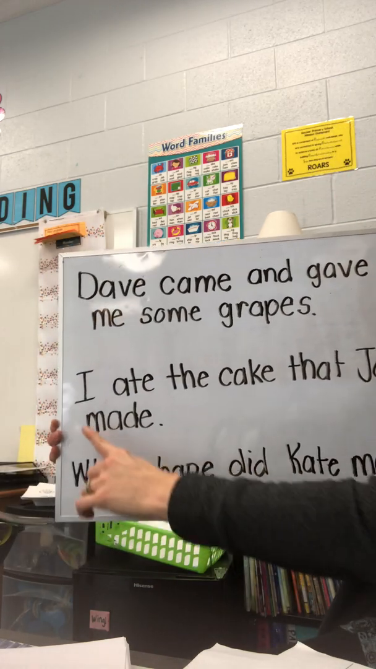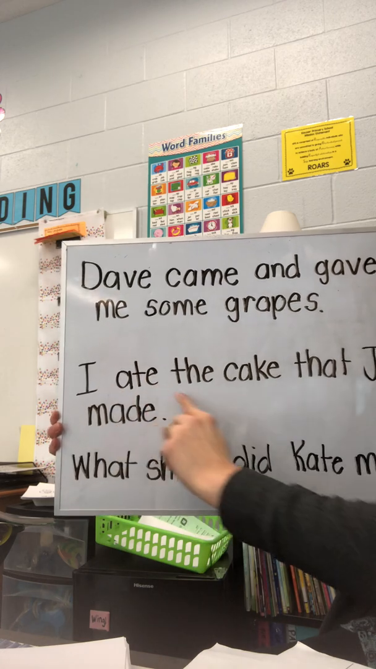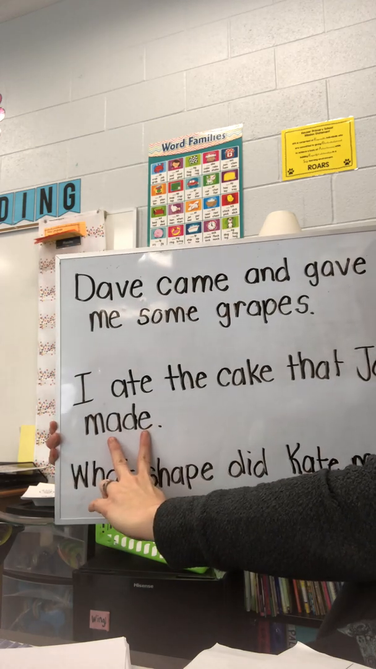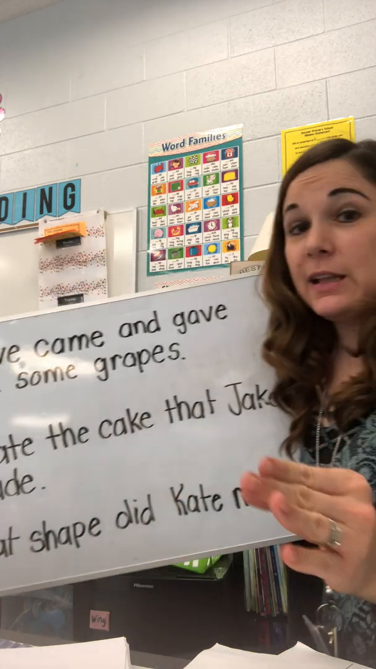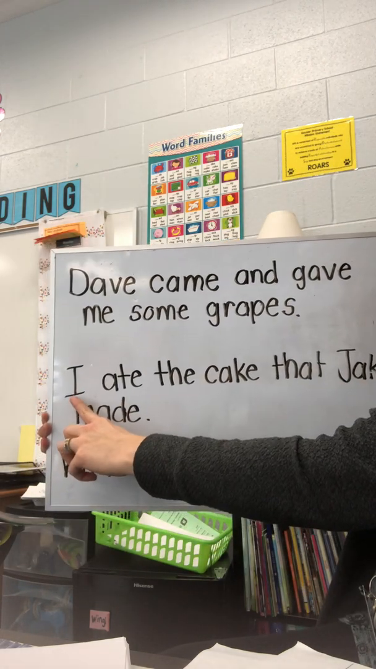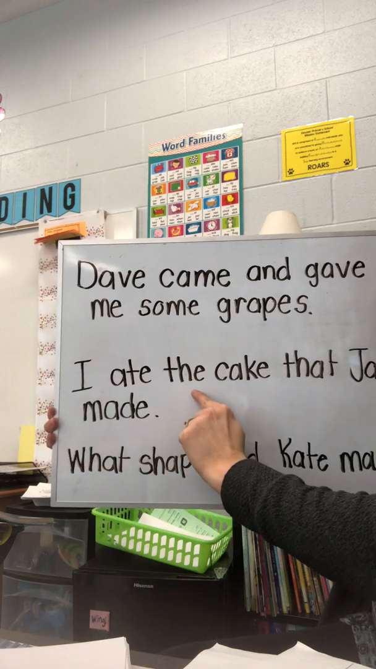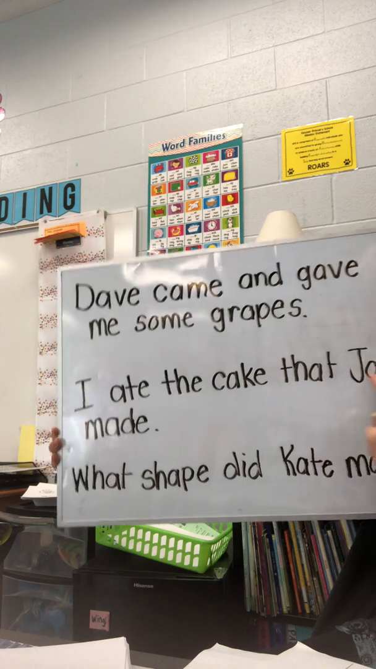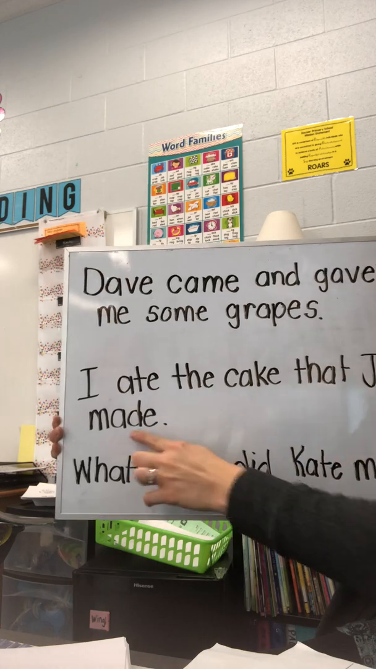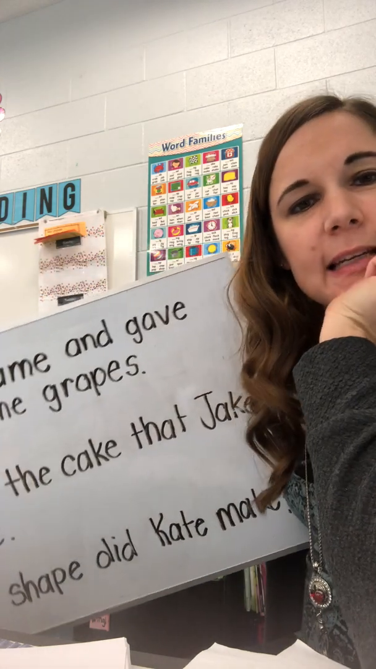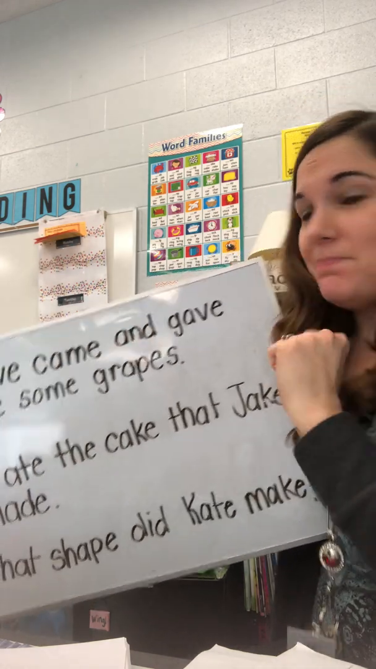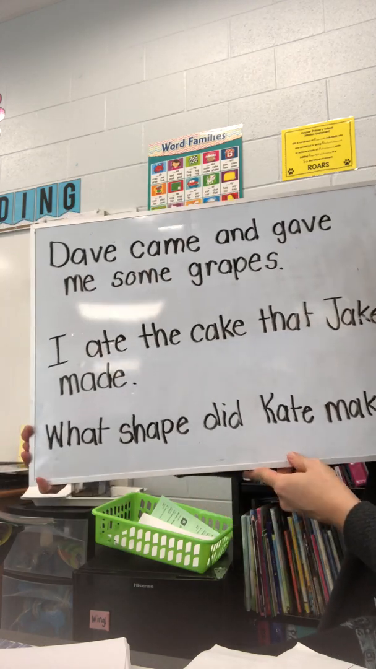Ready? All right, I feel like I heard you reading that sentence. Here's what it says. Let's read it together. Ready? I ate the cake that Jake made. I ate the cake that Jake made. Oh, I wonder what kind of cake it was. What kind do you want it to be? Chocolate? Ice cream? Okay. All right, next one, boys and girls, our sight word.